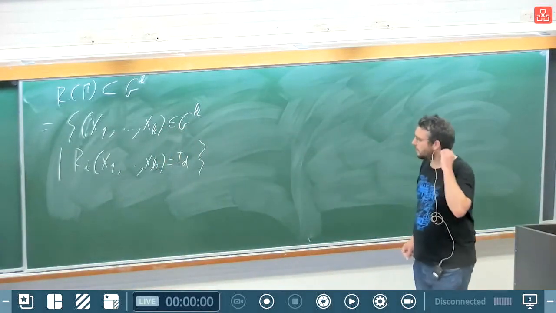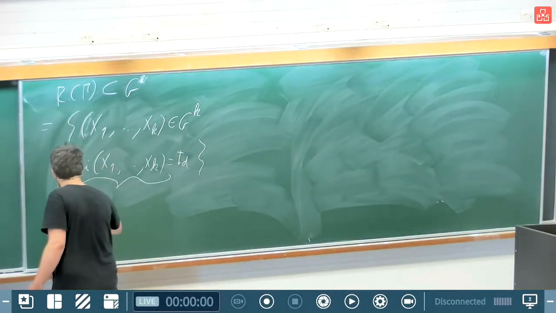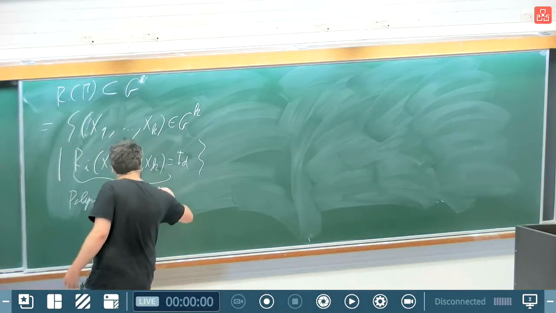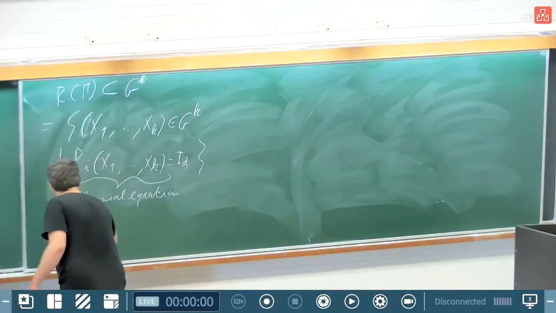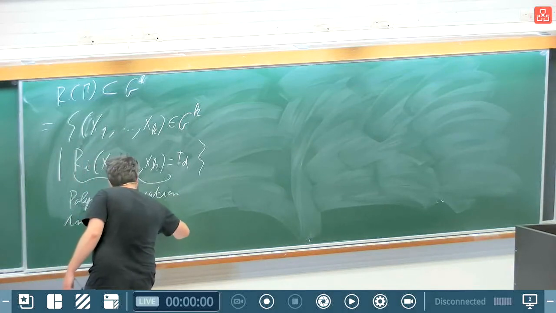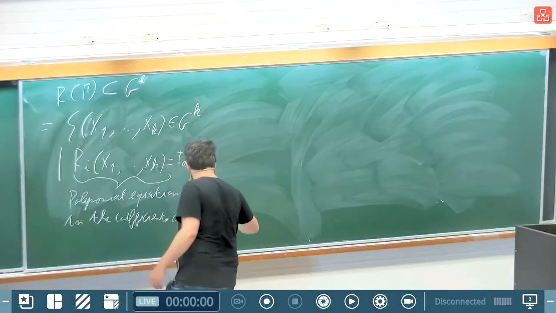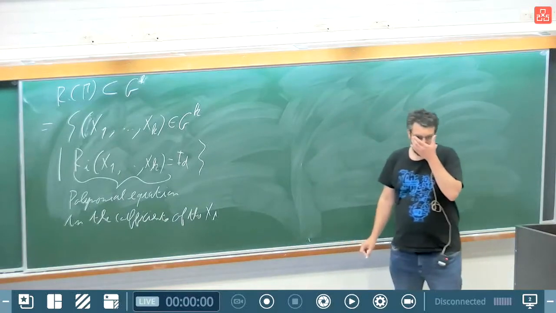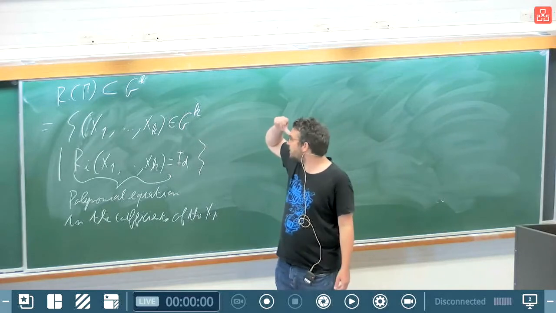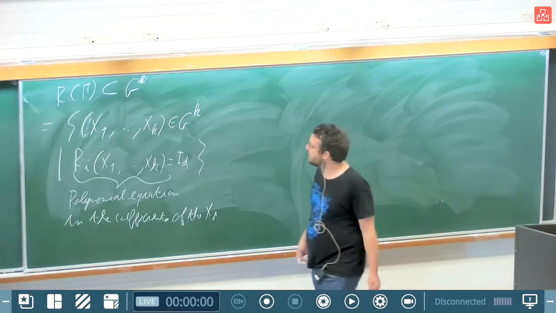Okay. And somehow the point, which I think is fairly obvious, is that this thing is like a polynomial equation in the coefficients of the xi. So the idea is that G itself is like an algebraic variety. It's defined by some polynomial equation.